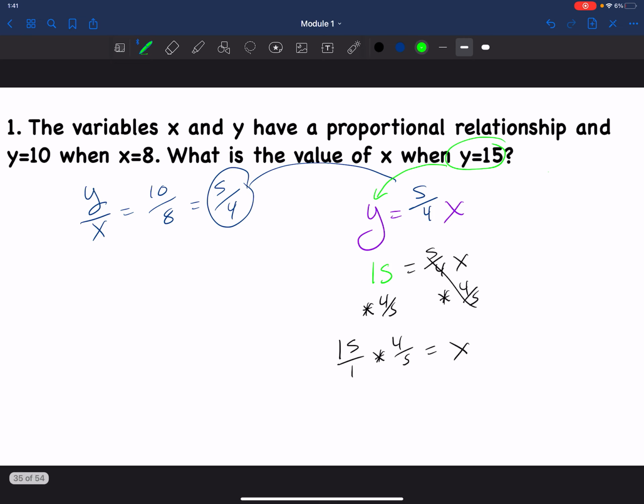So I'll cross cancel. 15 divided by 5 is 3. 5 divided by 5 is 1. And then I'll multiply. 3 times 4 is 12. So my x value here is 12.